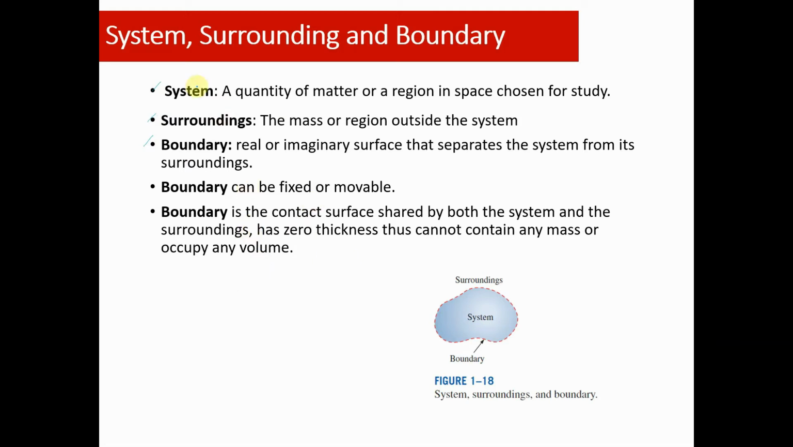A system, by definition, is a quantity of matter or a region in space chosen for study. So whatever space that we choose for the study that we want to focus on, that's what we call a system. For example, in one production line, we have a lot of processes, right? So I'm just going to draw a box. One box means one process. Boxes.